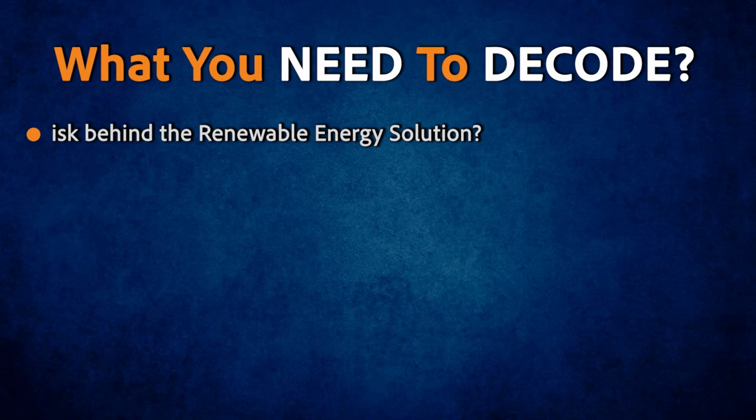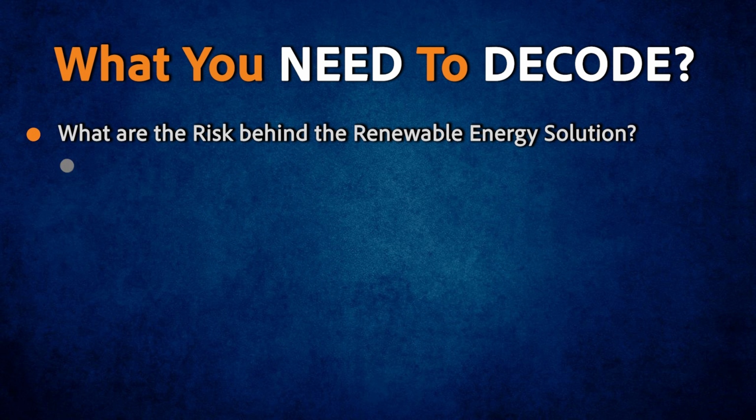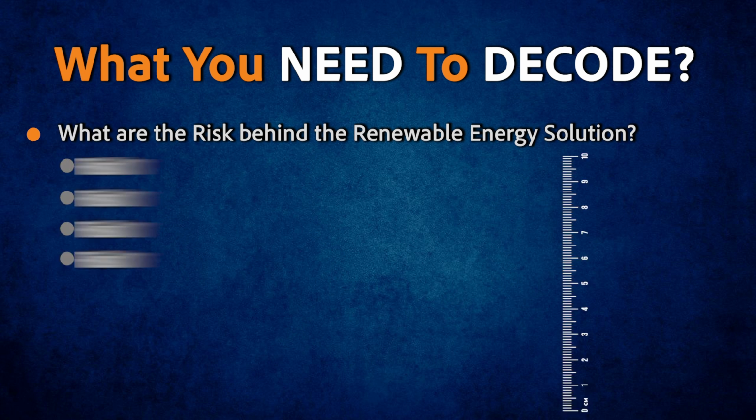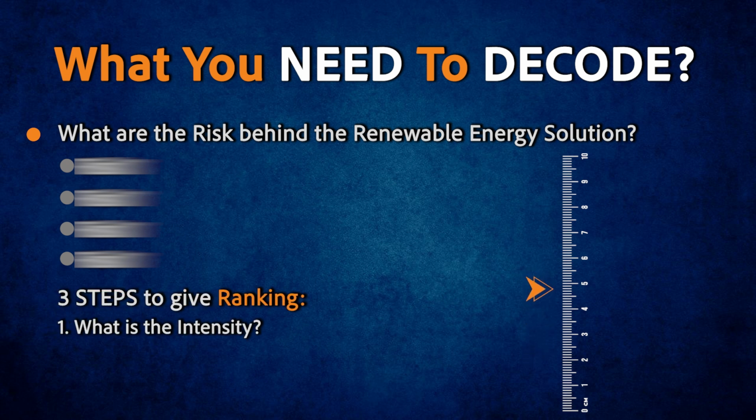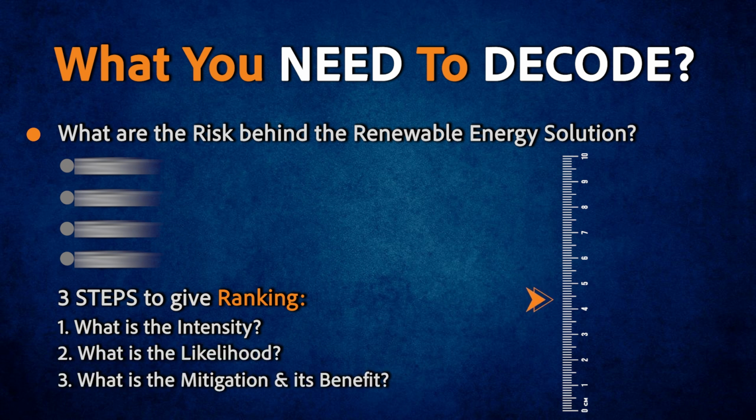In this step, what we need to decode is what are the risks behind this renewable energy solution. List down all the risks, and give a ranking to each risk on a scale of 1 to 10. For you to give a ranking, follow 3 steps. What is the intensity of this risk? What is the likelihood of this risk? What are the mitigation and the mitigation benefits? And accordingly, give the ranking.